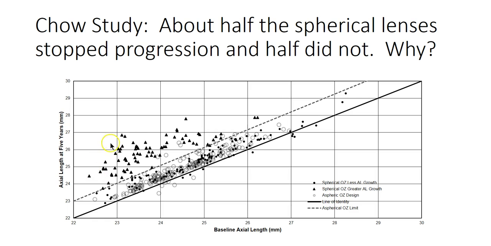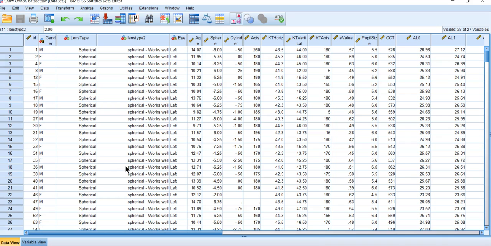But then you have this group of spherical lenses that really did not do too well. The axial length just kept growing, even though they were all under ortho K for 5 years. Now the question is, why was that? And so we're going to make this our example for logistic regression. And let's look at our model.